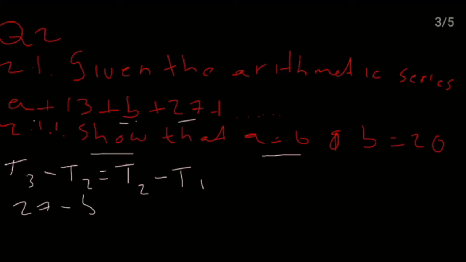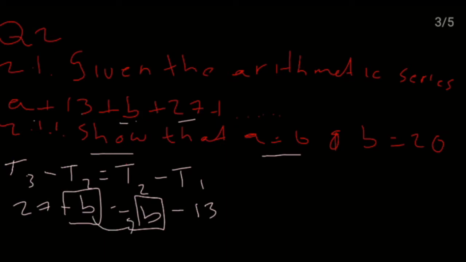minus B equals B minus 13, right? Now from here we can see that we can write our B on one side, and then if we take the B to the other side, and then we take the minus 13 to the other side, we will have 2B equals 27 minus 13, minus 13, which is 14.